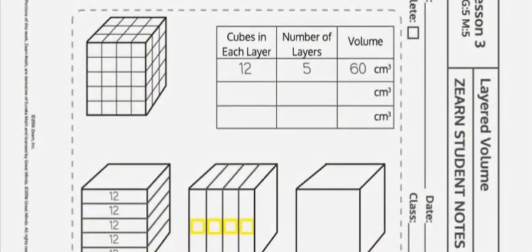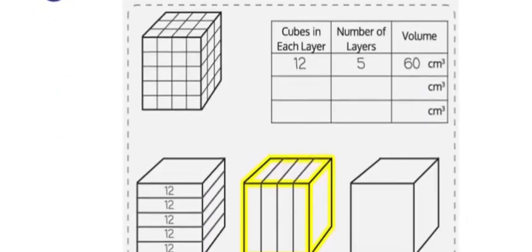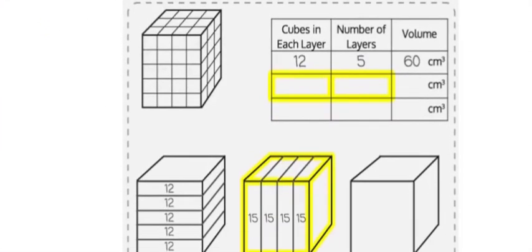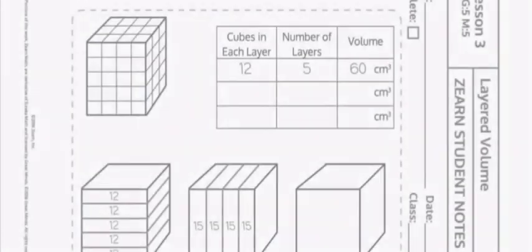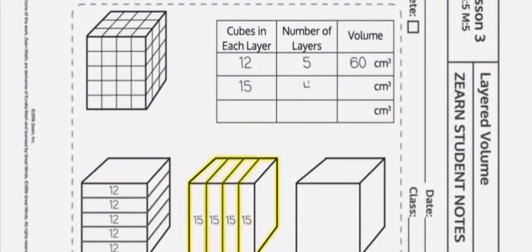Now, label the number of cubes in each layer on the prism. Use this drawing to help. We can see in this prism that there are 15 cubic centimeters in each layer. Now, record the number of cubes in each layer and the number of layers in the table. There are 15 cubic centimeters in each layer and 4 layers.